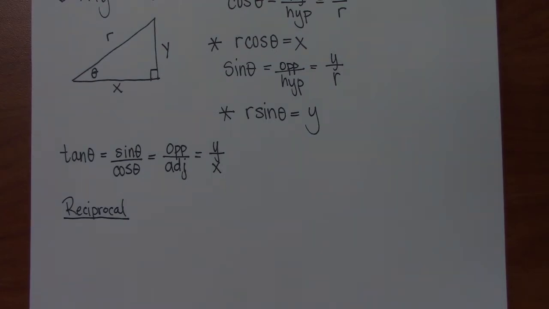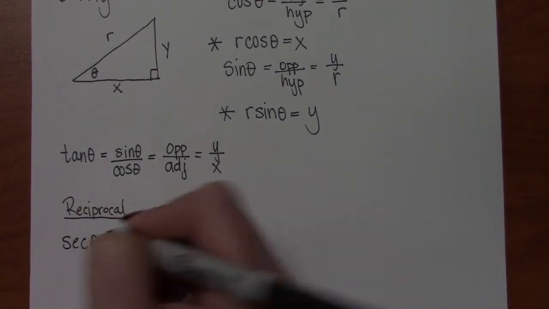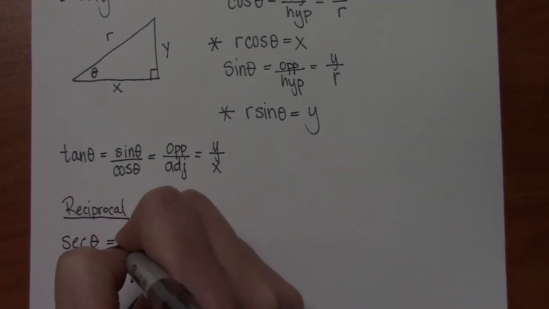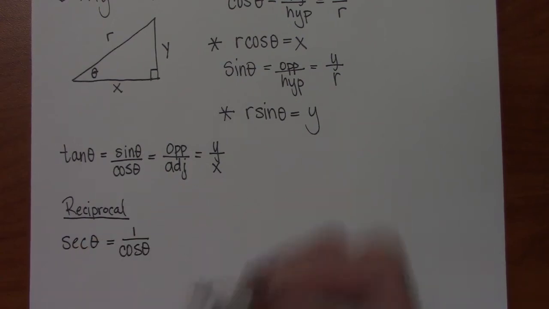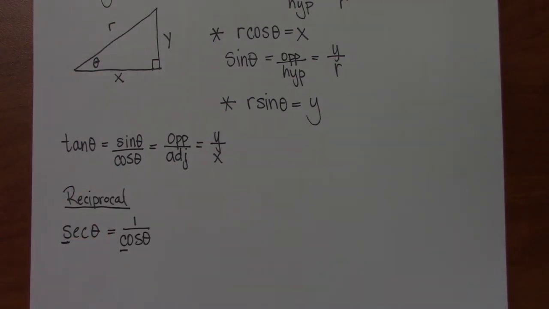So the first one we're going to look at is secant theta. And secant theta is 1 over cosine theta. Now the way I remember these is the s's and the c's go together. So secant's going to go with cosine, and in a minute we're going to learn about cosecant, and that's going to go with sine. So the s's and the c's always go together. So if secant is 1 over cosine, then you just take all the rules for cosine and flip them upside down, because that's what the reciprocal is.